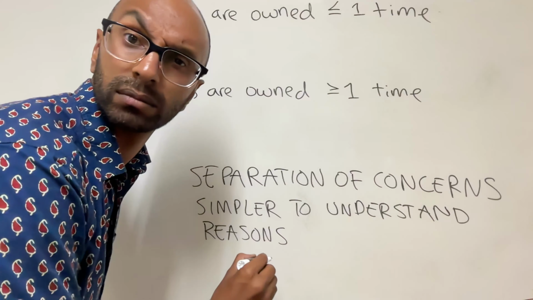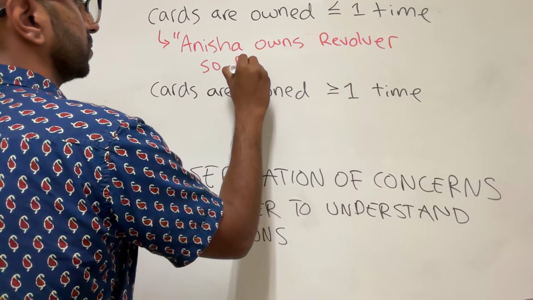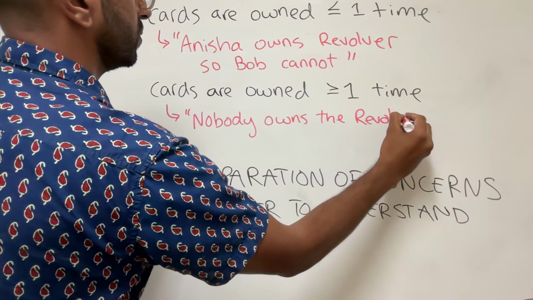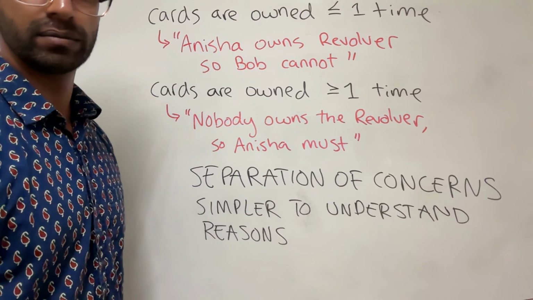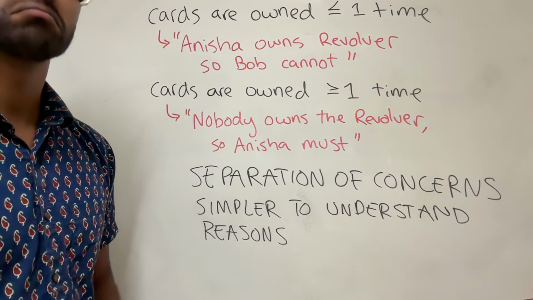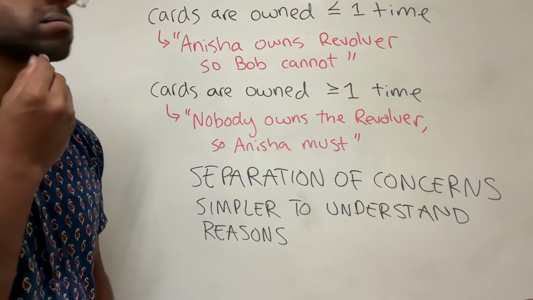But more than that, I want to keep them separate for reasons. No, really, reasons. Eventually, later on in the series, I want to add some reasons into the mix so a user can understand why the deducer came up with the fact. And the reasons are going to be different for those two rules. The first rule might say something like, Anisha owns the revolver, so therefore Bob cannot. And the second rule might say something like, nobody owns the revolver, so therefore Anisha must. Keeping these consistency rules separate will make it easier to attach those different reasons when we finally get there down the road.